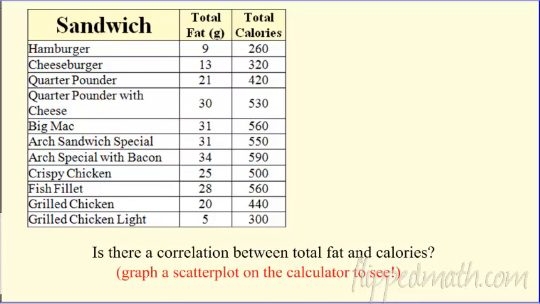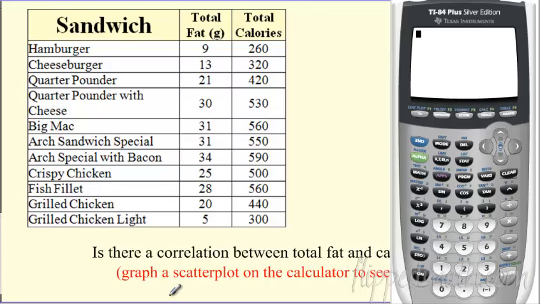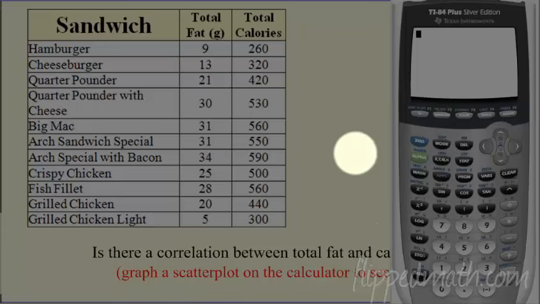So let's take a look at this. I've got this data here about sandwiches, about fat grams to calories. And I want to know, is there a correlation? Is there some kind of correlation between fat and calories? Let's take a look. So we're going to do this on the calculator. So make sure you get your calculator. Anytime I have data, I want to make a scatter plot to see if they're related.